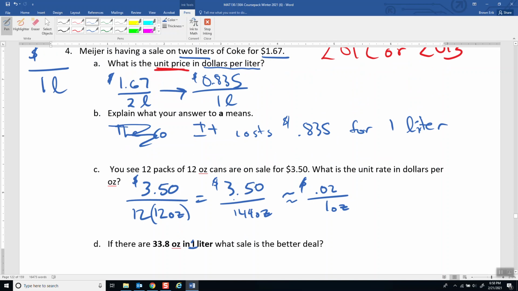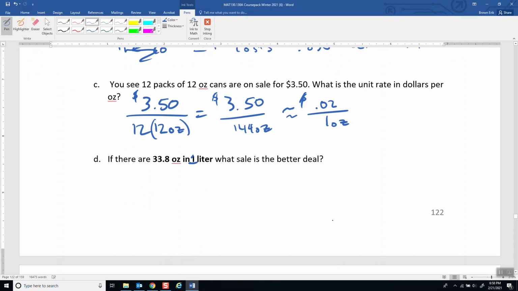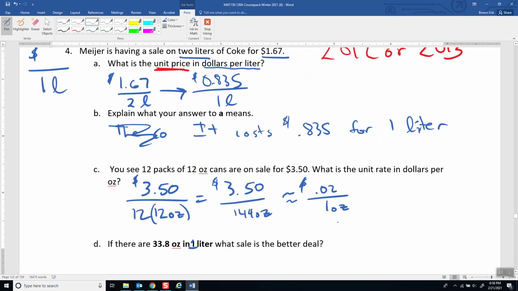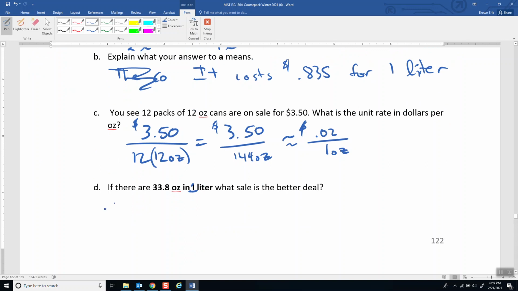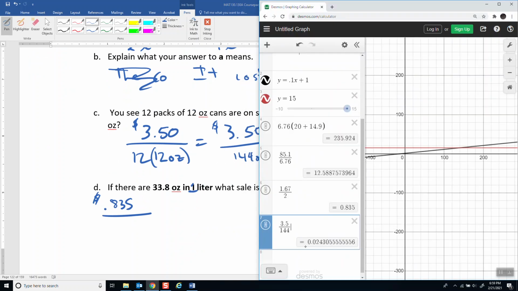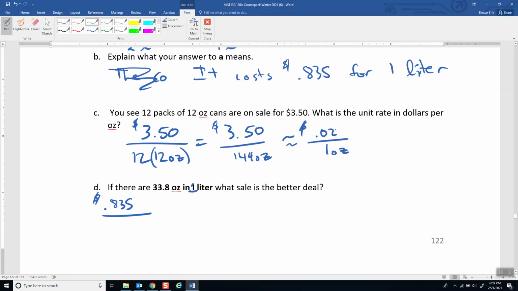Well, so we have a choice. Do we want to convert this cost per liter into cost per ounce, or do you want to convert this cost per ounce into cost per liter? Good news, I'm going to do both. So we'll take the 0.835 divided by 1 liter. And since I rounded this to 3 decimal places, I'm going to go ahead and round my other number to 3 decimal places. So it's 0.024, so we're kind of comparing a little more equally. This is per 1 liter.